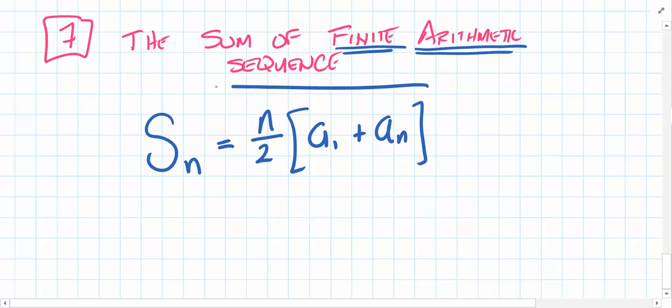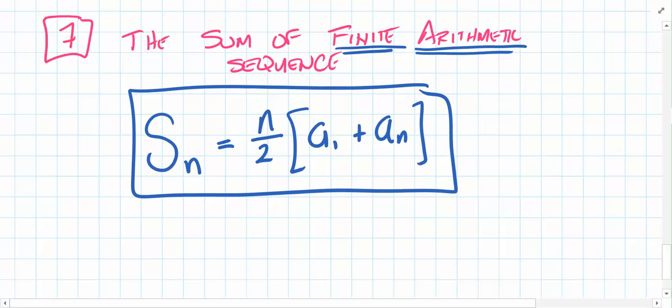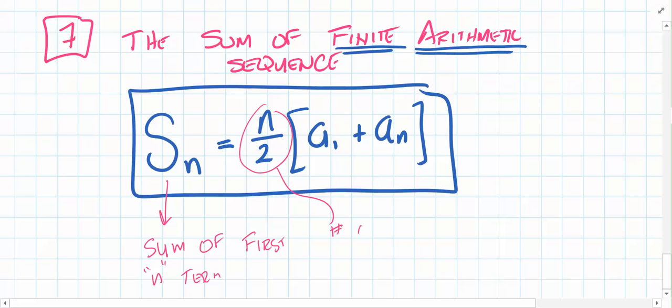So this is also super important for us today. So let's talk about what each piece means. So this says the sum of the first n terms has to be number of terms divided by 2. Number of terms divided by 2. This one is your first term. And this one is your last term.